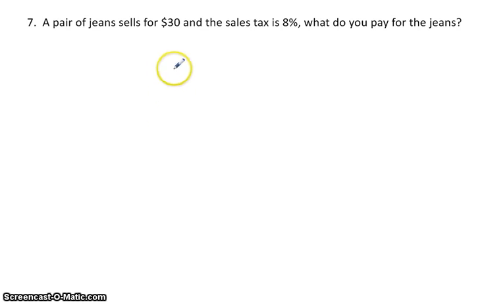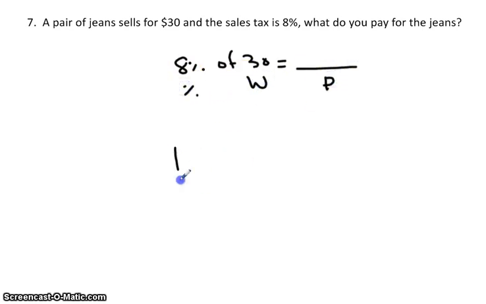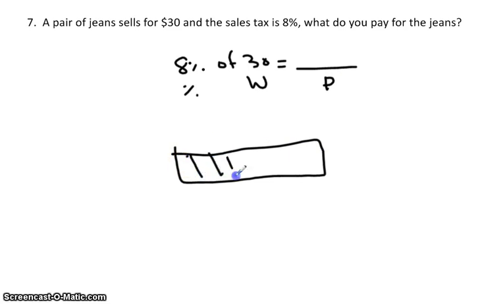I'm going to show you one more way of doing it with the tape diagram. Again, we have 8% of our $30 is equal to our sales tax. So this is our percent. This is the whole amount, and we're trying to find the part. So I'm going to set up my tape diagram, and I'm going to separate it into 10 equal pieces. 1, 2, 3, 4, 5, 6, 7, 8, 9, and 10. We know that this whole thing is worth $30. So when I divide it into 10 equal pieces, each piece is worth 3.